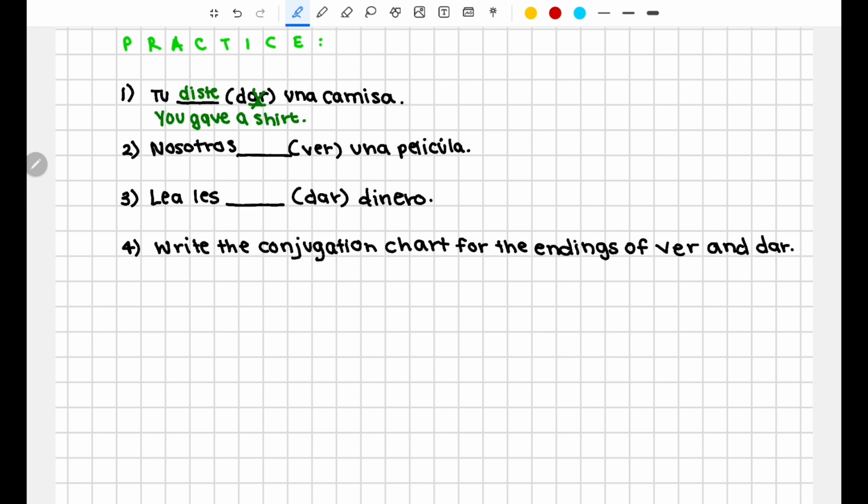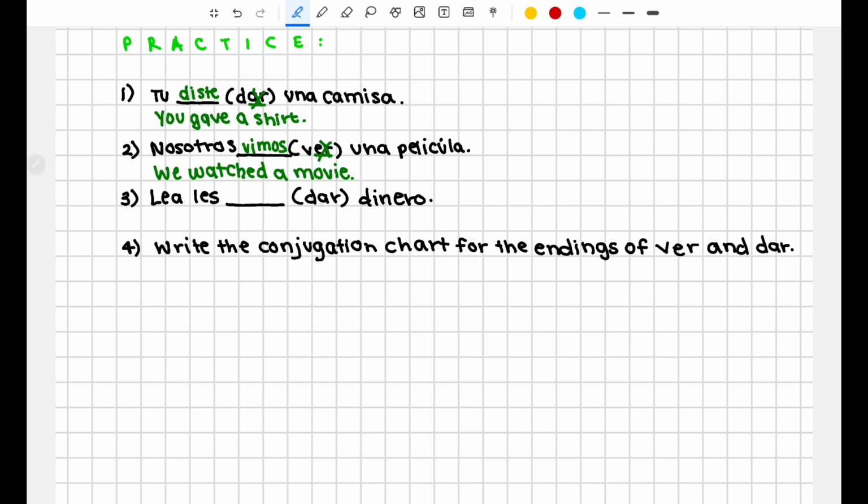Right. Number 2, nosotros, we have to conjugate for ver, una película. All right. In the nosotros form, what's our ending? It's just imos. Get rid of the ER part, add in our endings. Nosotros vimos una película. We saw would be the more accurate translation, but as a rough translation, we watched a movie. Usually the verb watch is mirar, but that's okay.